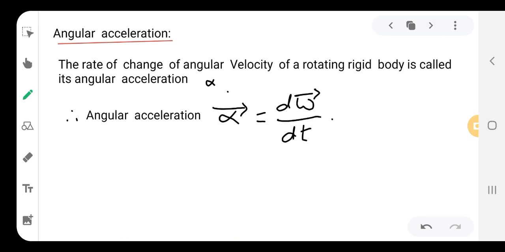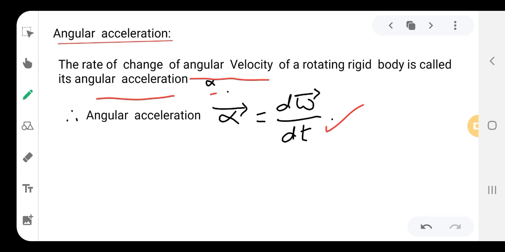Now let us see the angular acceleration. Acceleration is nothing but the rate of change of velocity. So angular acceleration means the rate of change of angular velocity of a rotating rigid body, and it is denoted by alpha. Therefore, angular acceleration alpha is equal to d omega vector by dt. This is the relation for the angular acceleration.